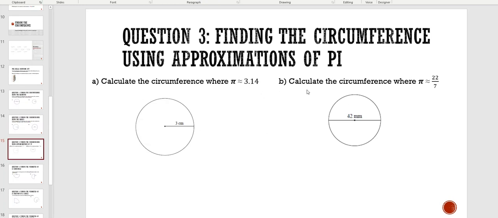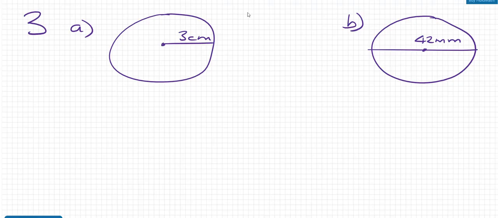Now I just want to point out this question hasn't asked us to round off to a certain decimal place, and because we're using approximations of pi, we hopefully won't have to round off. We'll have a finite decimal, a decimal that ends, so keep that in mind, and make sure we use the approximations they ask for. So with the first one, remember we've got our 2 formulas. We can use either one. So circumference is equal to pi times d if I've got the diameter, or 2 pi r if I have the radius. If you like to stick with one all the time, you can do that.